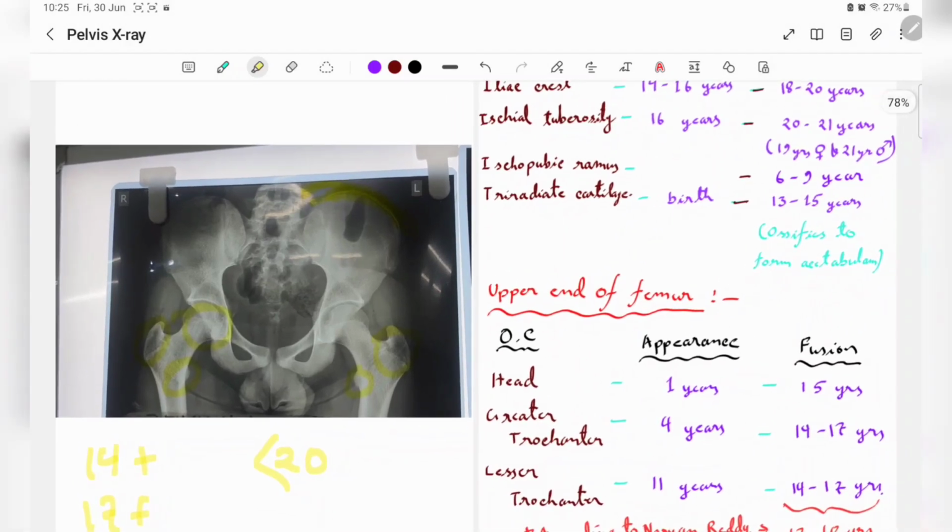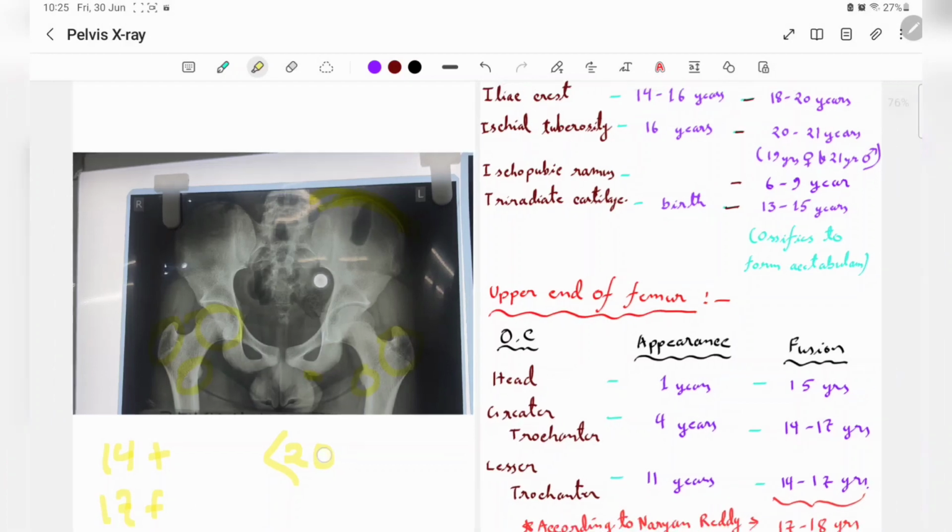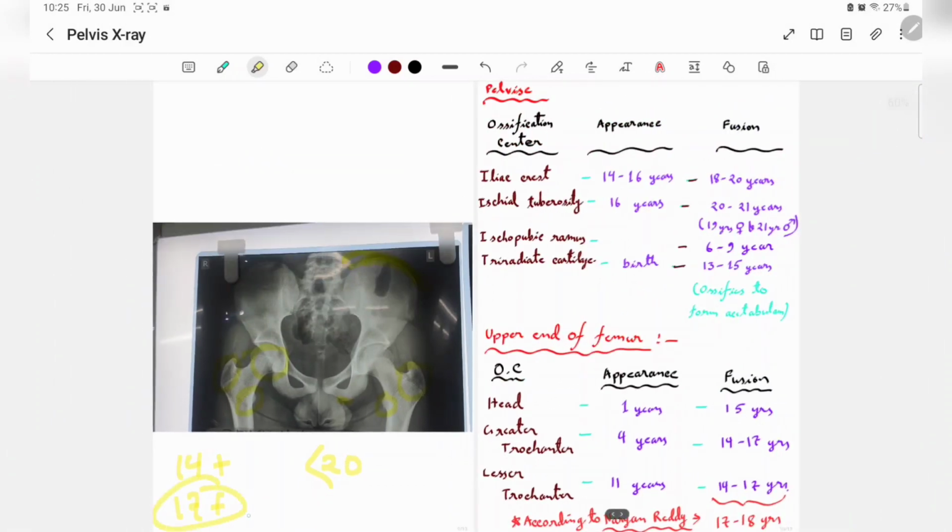Here you can also see the ischial tuberosity has appeared but not fused. So he or she is of course 16 plus, but we take the greater lower value, so now you can say that he or she is 17 plus. So he or she is 17 to 20 years of age.